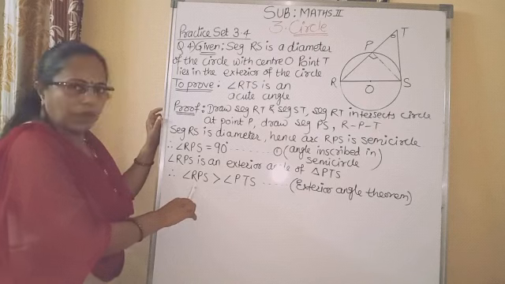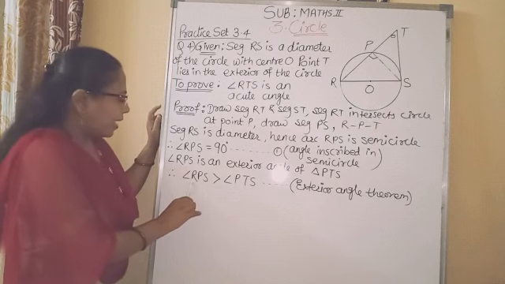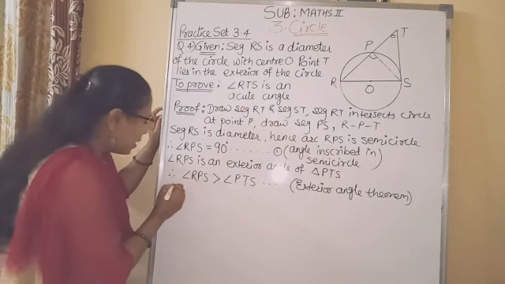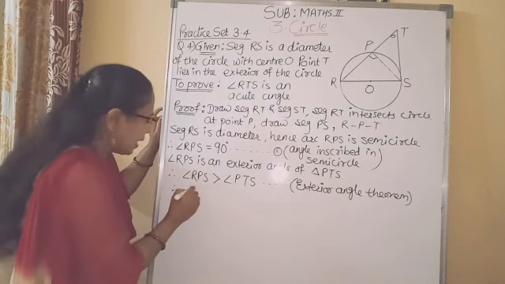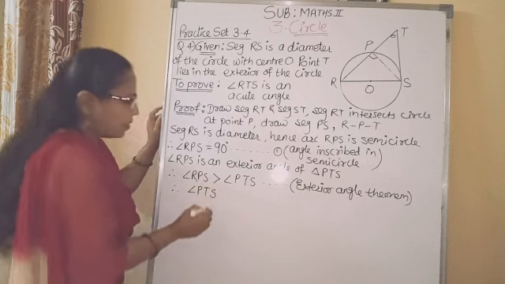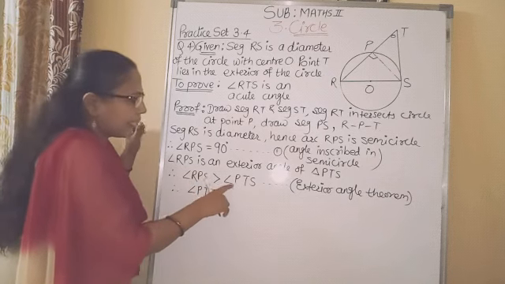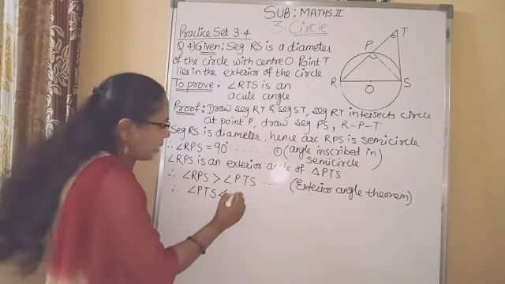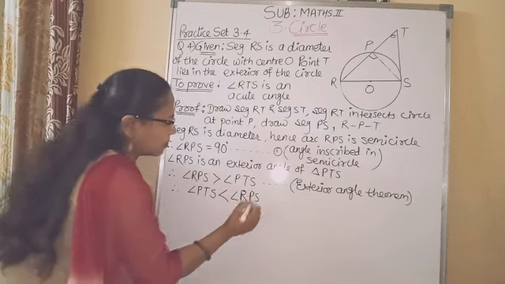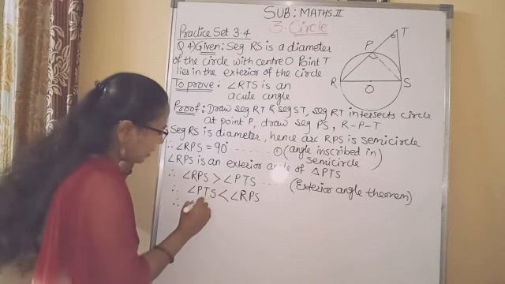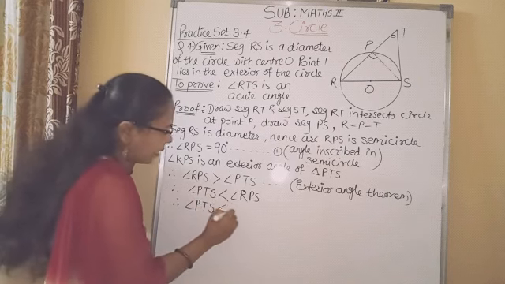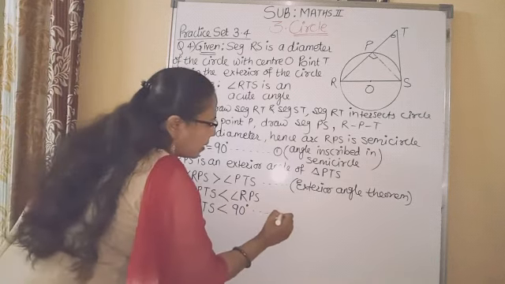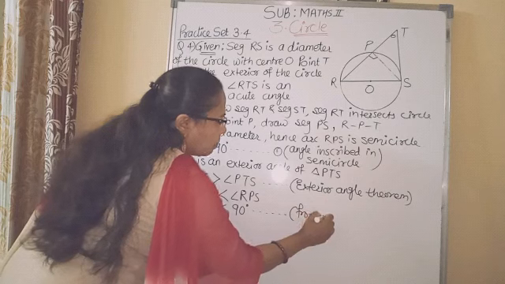Followed? Okay. But angle RPS we already got how much? 90 degree. That means if angle RPS is greater than angle PTS, then angle PTS is less than angle RPS. And angle RPS is 90 degree. So angle PTS is less than 90 degree. Here write the reason: from 1.